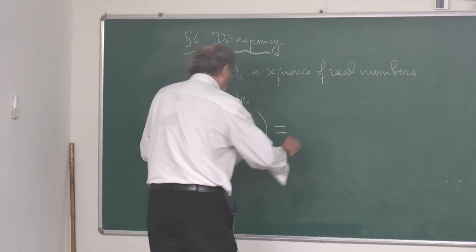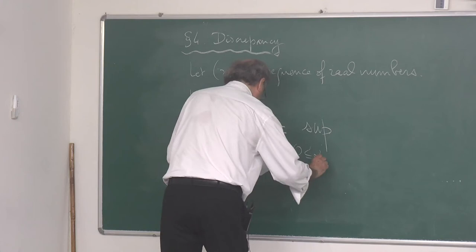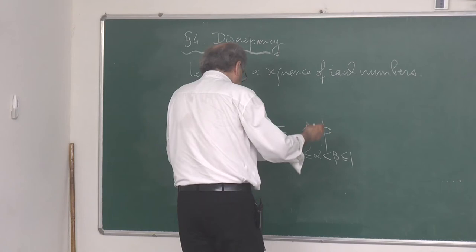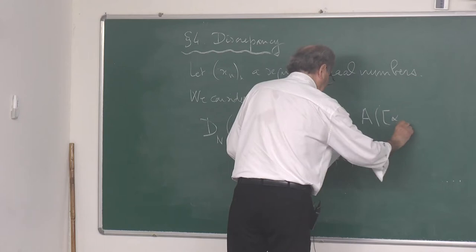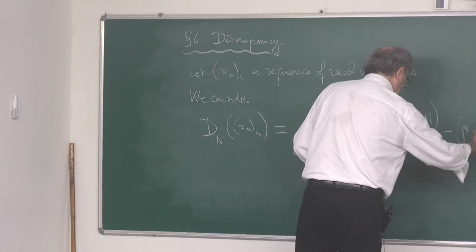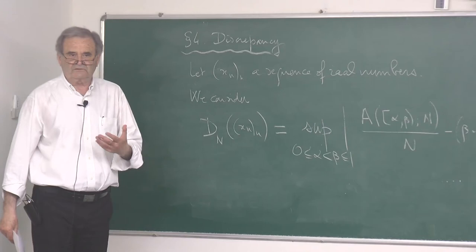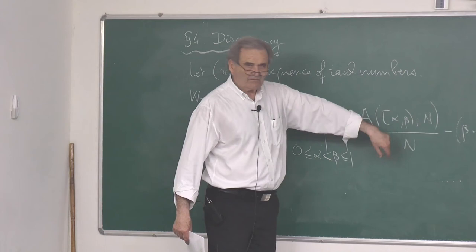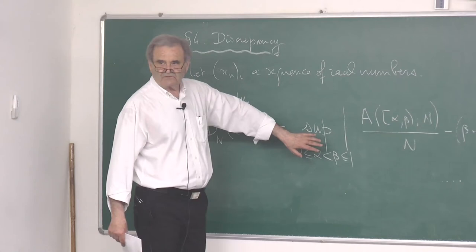Let me tell you. What we do is to take the supremum, when alpha less than beta less than 1, it can be with equality or not, this is not the problem, of A of alpha beta n, of course for this sequence, I don't repeat it, over n. This is the frequency minus beta minus alpha. I take the sup of all this difference. I know that if the sequence is uniformly distributed mod 1, then each term here will tend to zero when n tends to infinity. And I'm trying to look at the supremum of that. The supremum can be just 1.